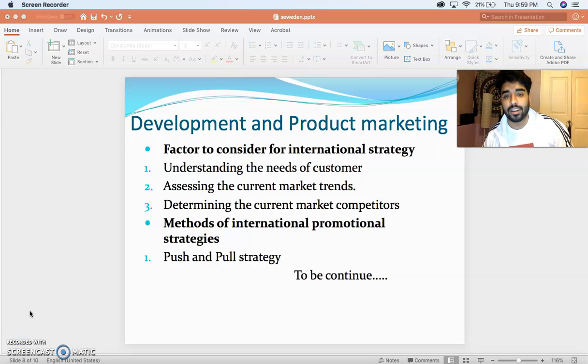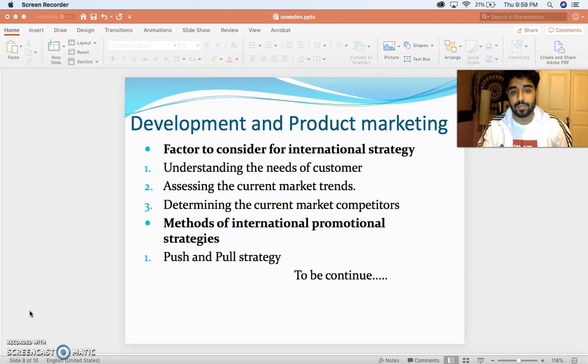So the factors to consider for international strategy. First point, understanding the needs of customers. For this, we can do surveys on what the needs of the customer are, and get them into a folder, like what needs we require for the product. Second, assessing the current market trends, seeing what kind of trends are there out in the market.